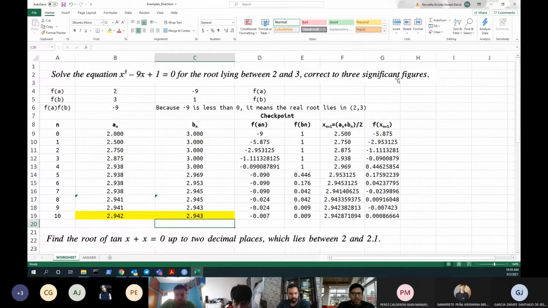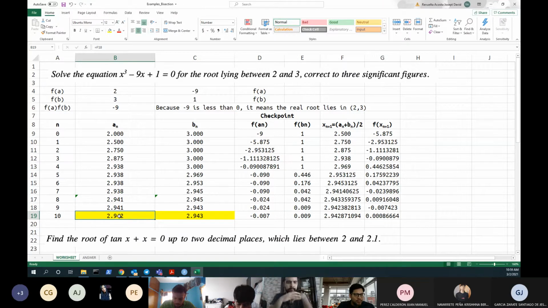First of all, 3 significant figures, or 3 significant digits. So I have 1, 2, and 3, and these 3 are the same. If I ask you for 3 decimal places, so you have to actually, this has to be 2.943, because you need 3 decimal places.